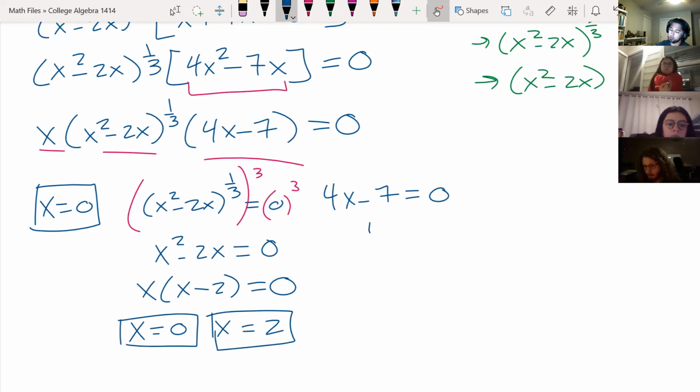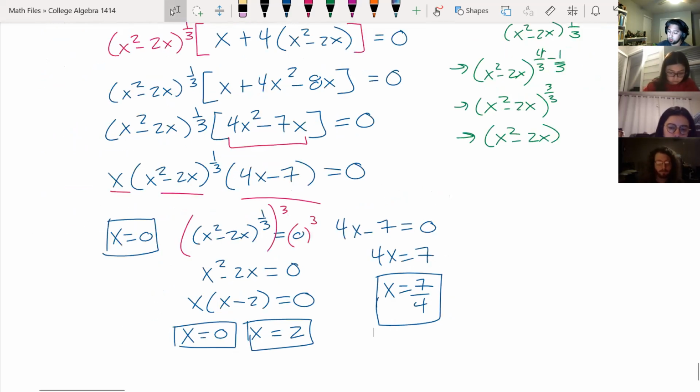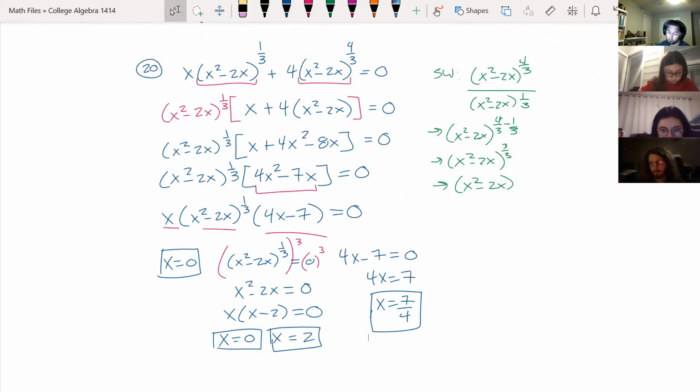And then the last one, 4x equals 7, x equals 7/4. Yeehaw. You only have to put 0 once. Don't put it twice.